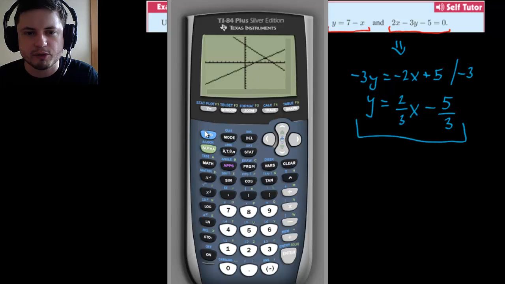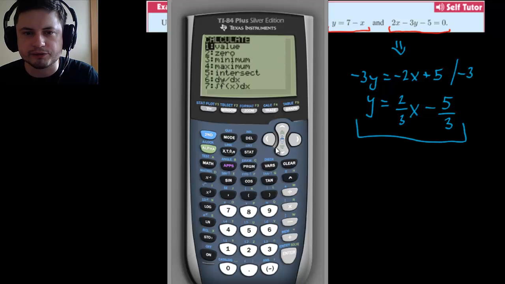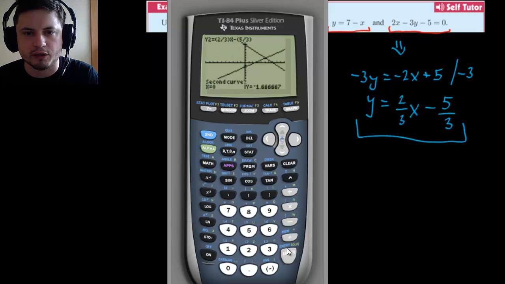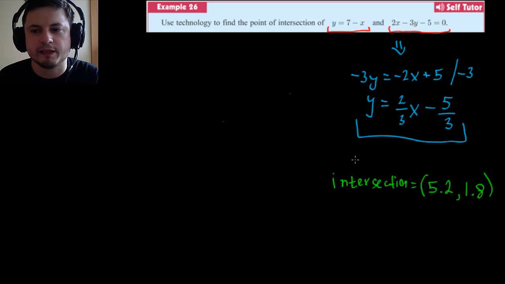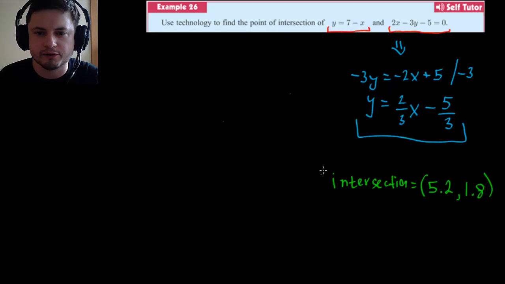If you remember how to do this, it's second trace, or calc. It's called calc, and right here, the number 5 is intersect. It's going to ask you first curve, and you say yes. Second curve, yes. Now, should I guess? Yes, you should guess. And it's going to give you the intersection of 5.2 and 1.8. So the answer here is 5.2, 1.8. Just write it like this, and that's the answer for this problem.